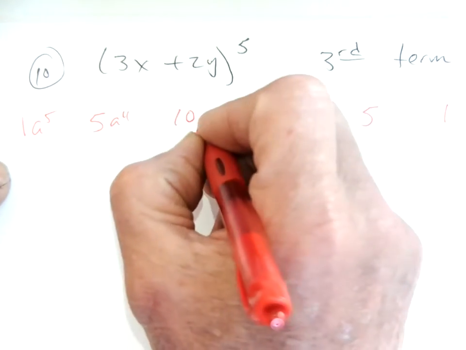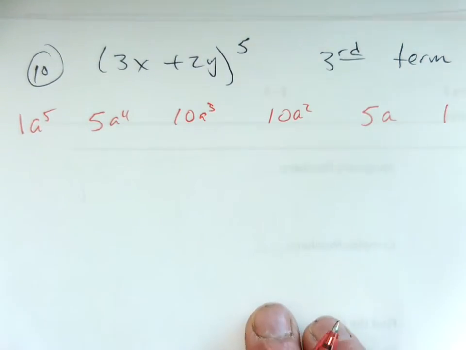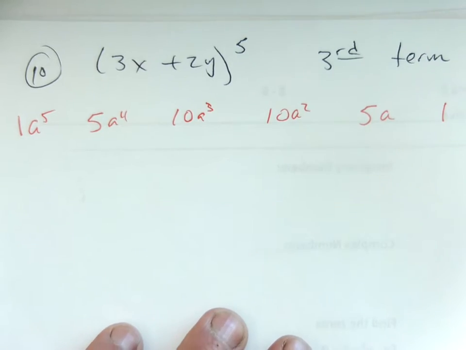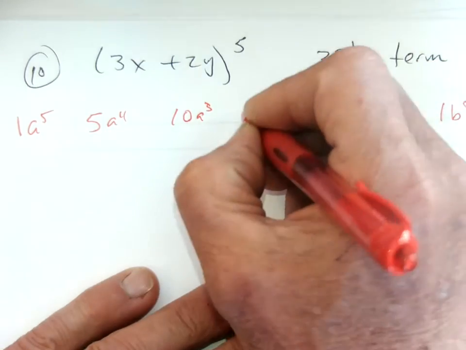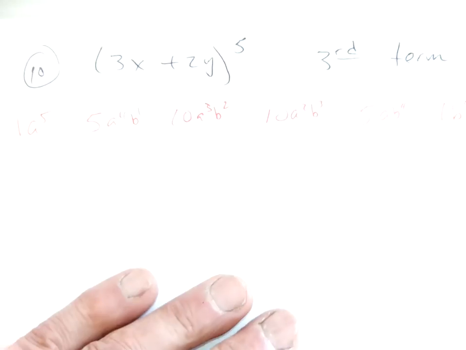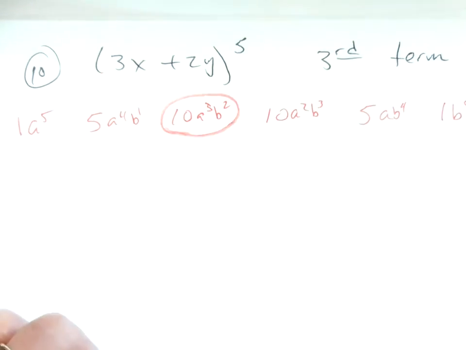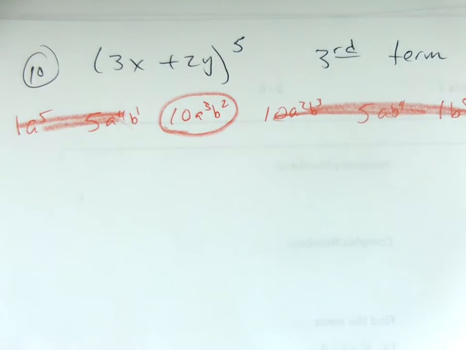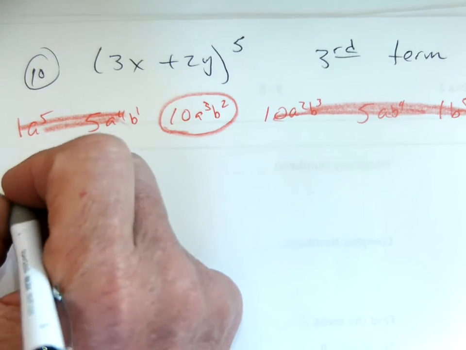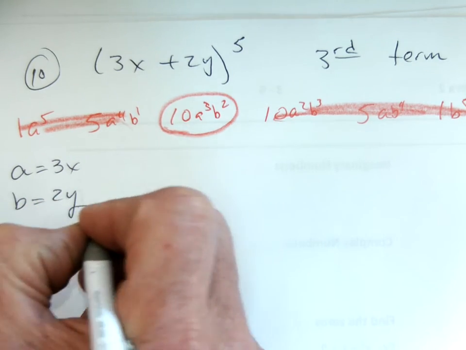A5, A4, A3, A2, A1, and no A's. B5, B4, B3, B2, B1, and no B's. I need the third term. I don't care about the rest of these. They don't matter. Just need the third term. I tried to do this on purpose to make it a little bit easier. A is 3x, B is 2y.